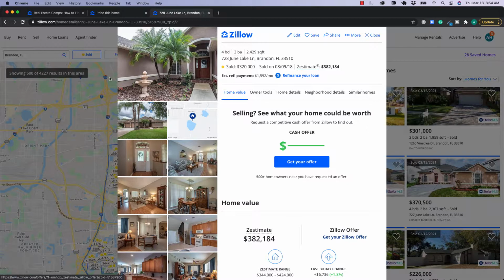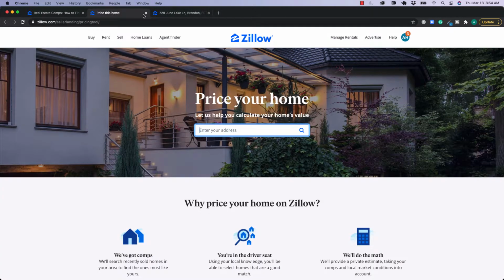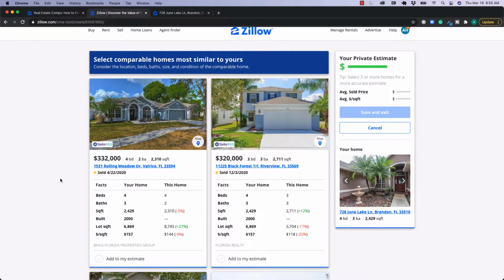Now let's go over to the pricing tool. So what we're going to do is we're going to enter in the property address. Now what this is showing us is homes that are very similar and sold recently to the property that we're looking at.